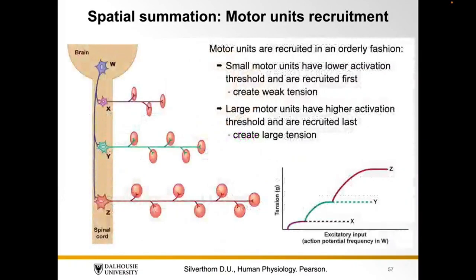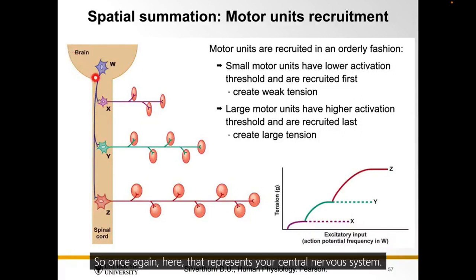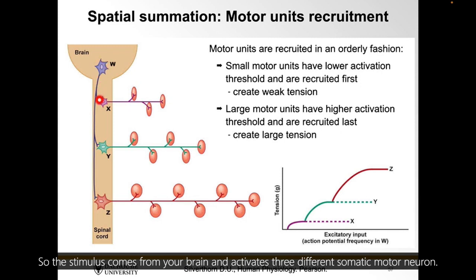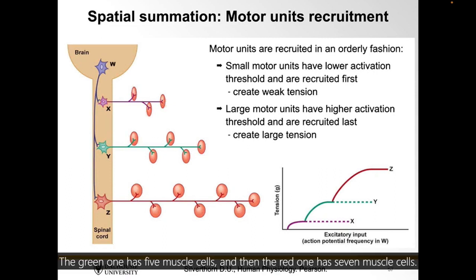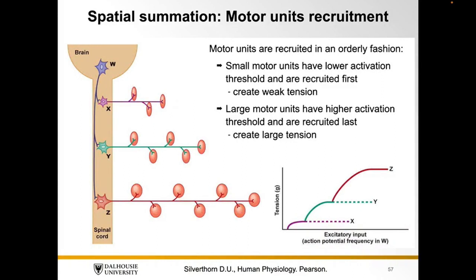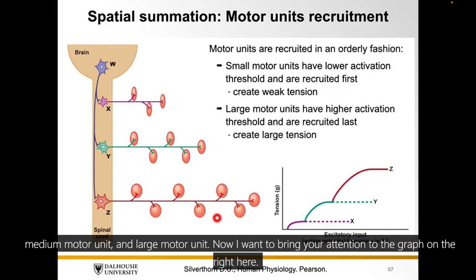And that's what we see right here in just another cartoon. So once again here, that represents your central nervous system. So the stimulus comes from your brain and activates 3 different somatic motor neurons, a purple one, a green one, and a red one. The purple motor unit innervates 3 muscle cells. The green one has 5 muscle cells, and then the red one has 7 muscle cells. Small motor unit, medium motor unit, and large motor unit.